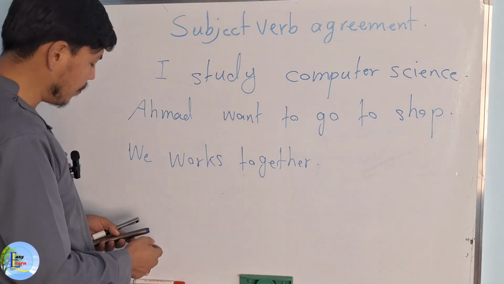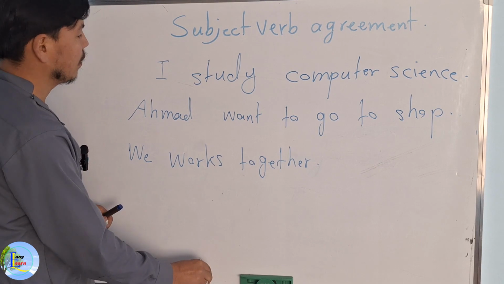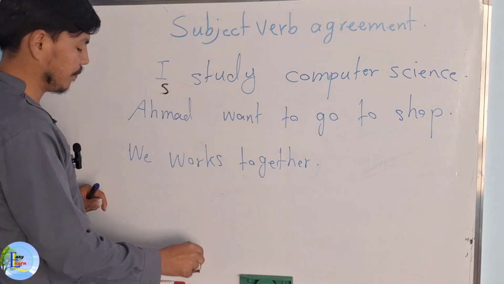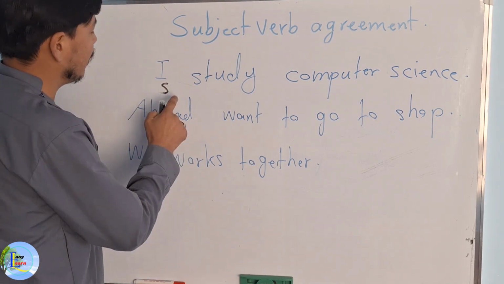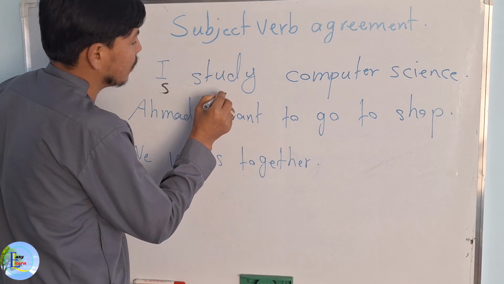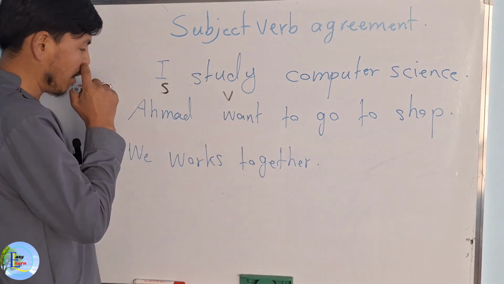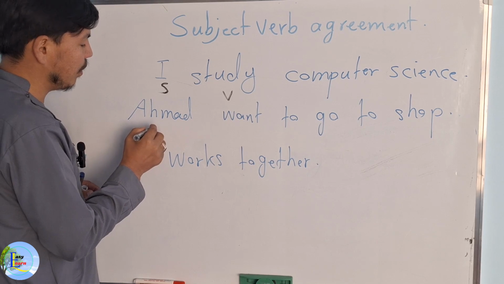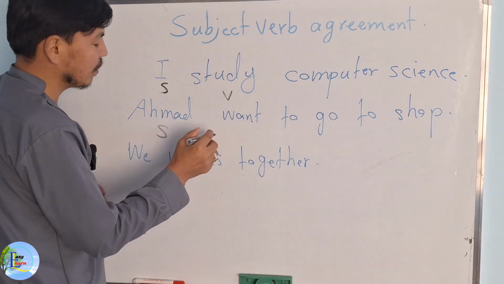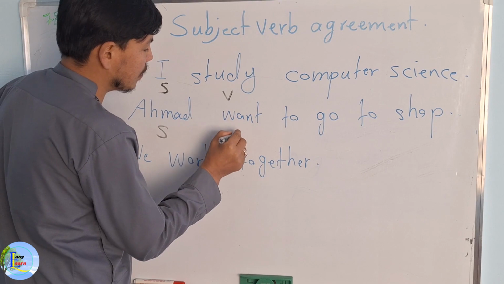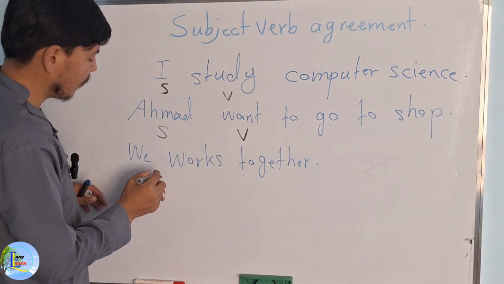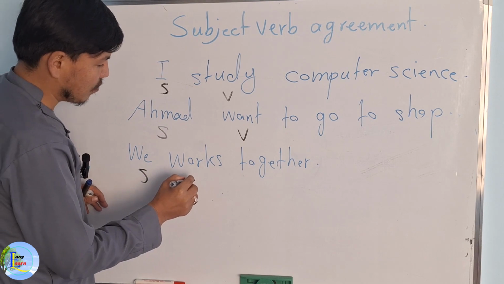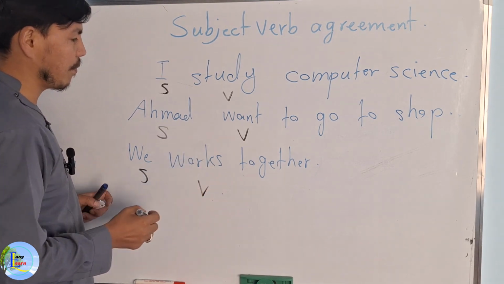Now I want to make it clear to you. This is my subject here, and this is the verb. Again, in the second example, Ahmad is the subject and want is the verb. Here, we is the subject and works is the verb.